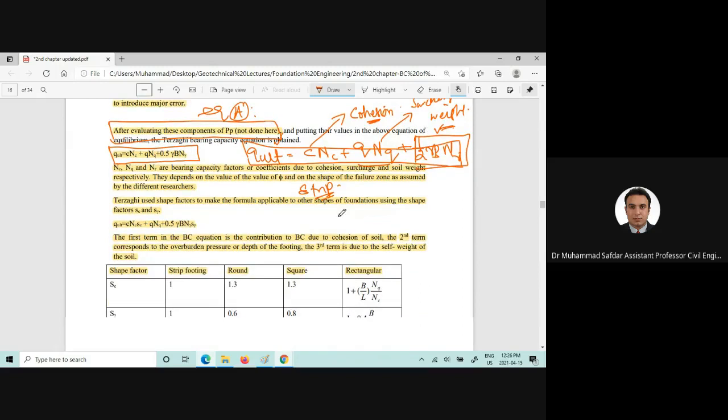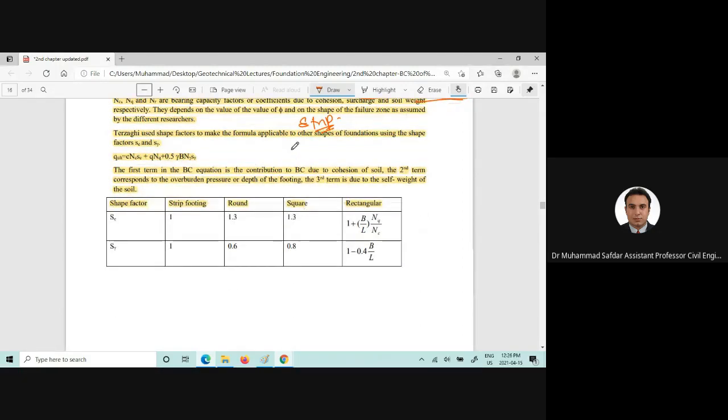Terzaghi further performed model tests, and then the equation, which was initially proposed for the strip footing, was applicable after proposing different shape factors, for example SC and S gamma. Now this equation can be used when we use different shape factors, for example for round, square and rectangular footing.